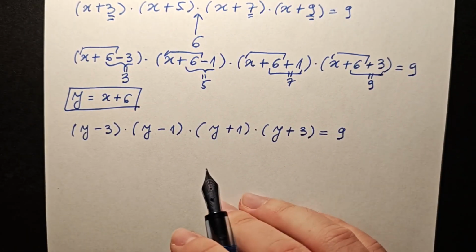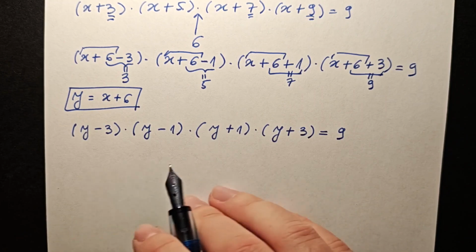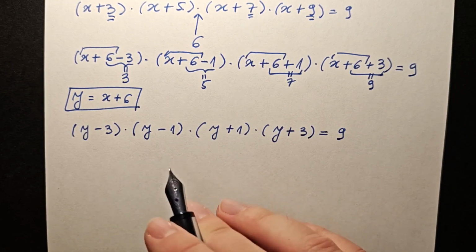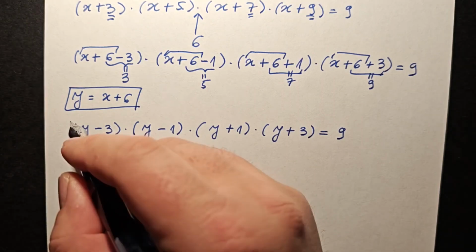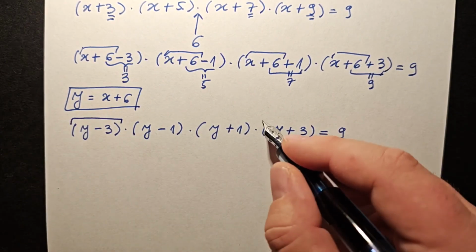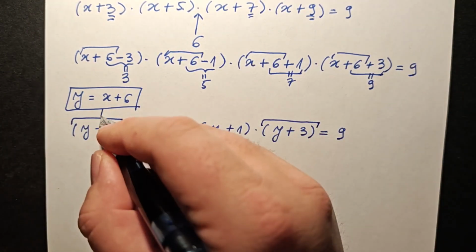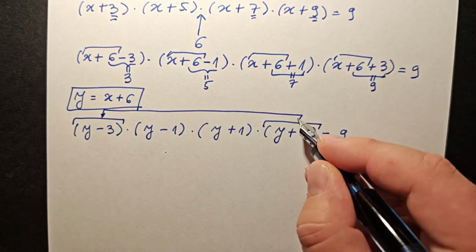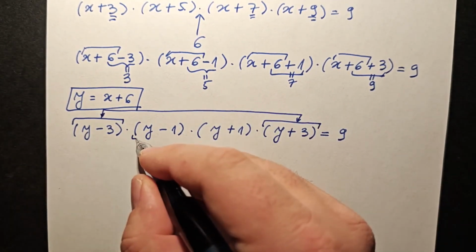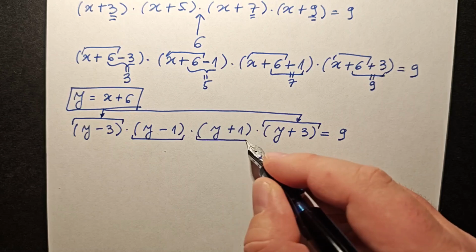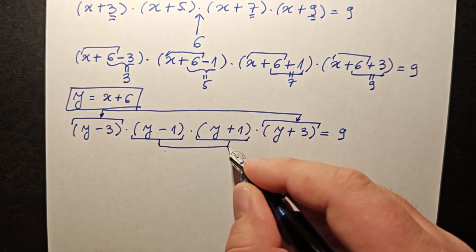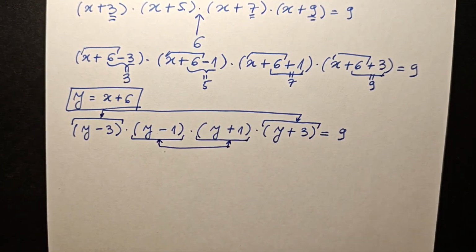And now you can see our result of centering an equation around its average. We get a symmetrical equation, as y - 3 on this part corresponds to y + 3 on the other end of the equation. And here we have y - 1 and y + 1 that correspond to each other.